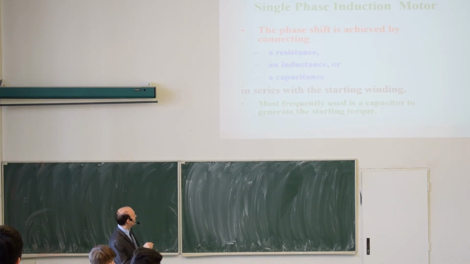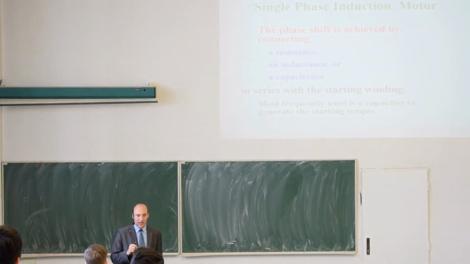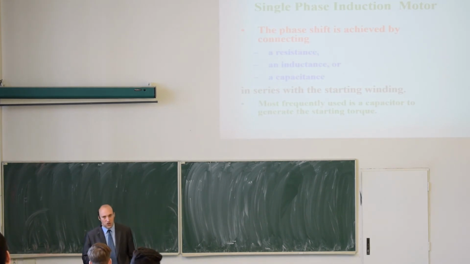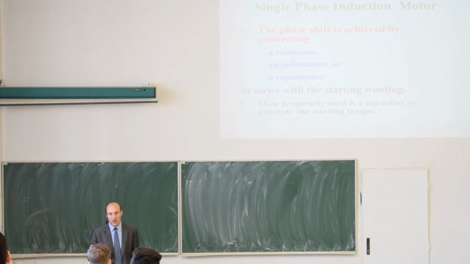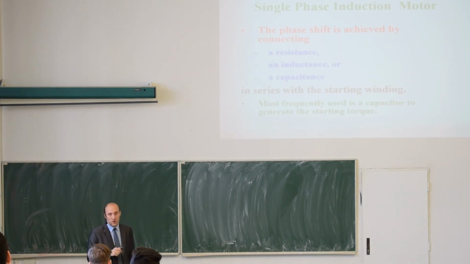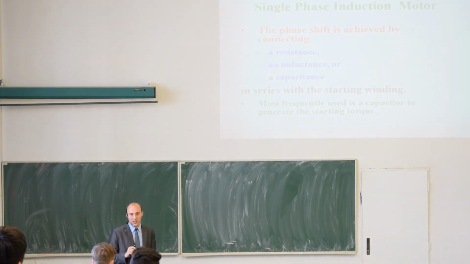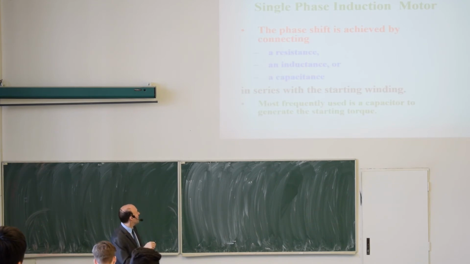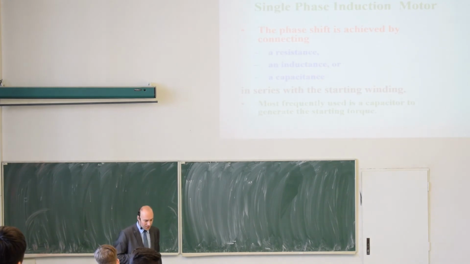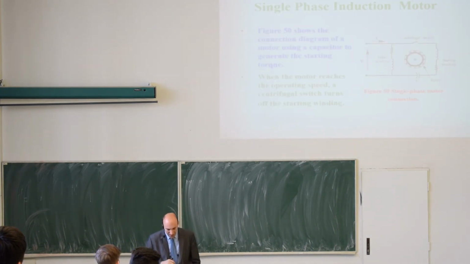We can use a resistor that creates a current going through the auxiliary winding. Then the phase shift is created by the combination of the inductance of the auxiliary winding and of this resistance. So it's not as good as the capacitor. Plus, if you have a resistor, you will have Joule losses that are created on the resistor. So this will have higher losses than the capacitive way. How it's done, you can see over here.